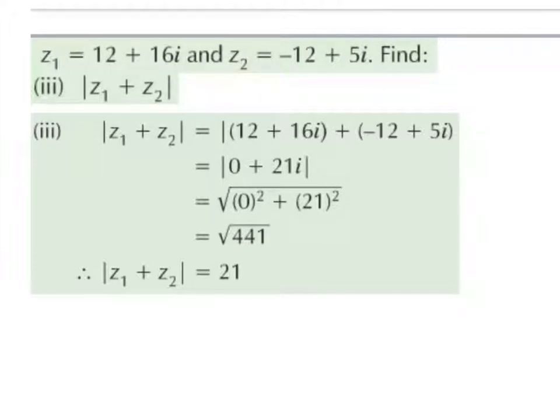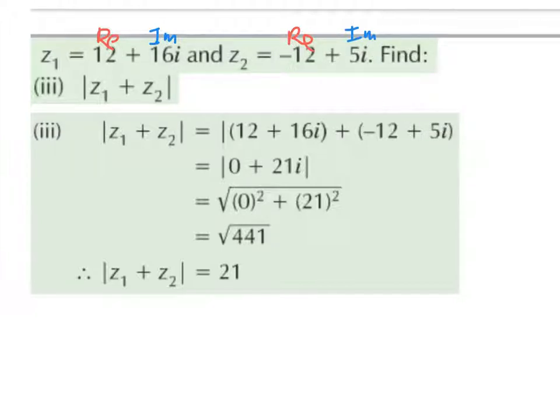Now the rule for adding or subtracting complex numbers is we add the real with the real and the imaginary with the imaginary. So 12 is the real part in z1, and for z2, minus 12 is the real part. And 16i is the imaginary part for z1, and plus 5i is the imaginary part for z2. So we're going to have 12 plus 16i plus minus 12 plus 5i.